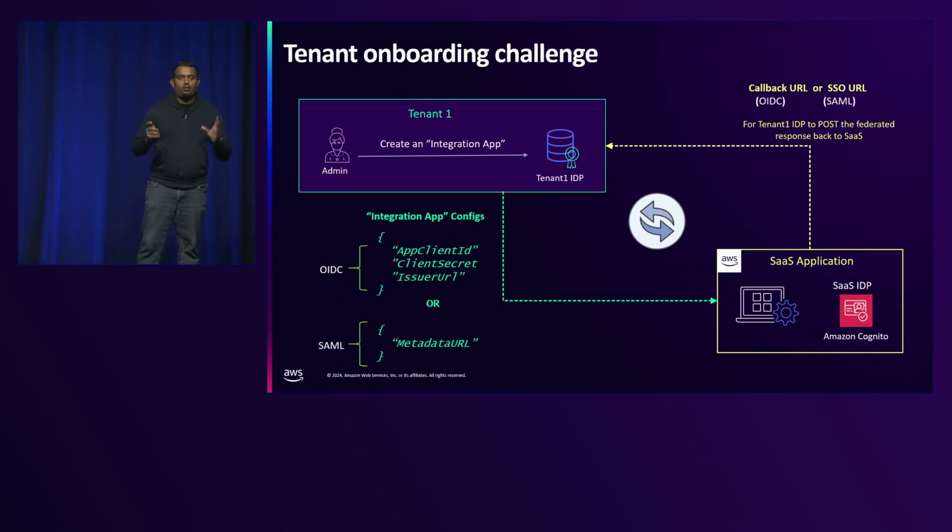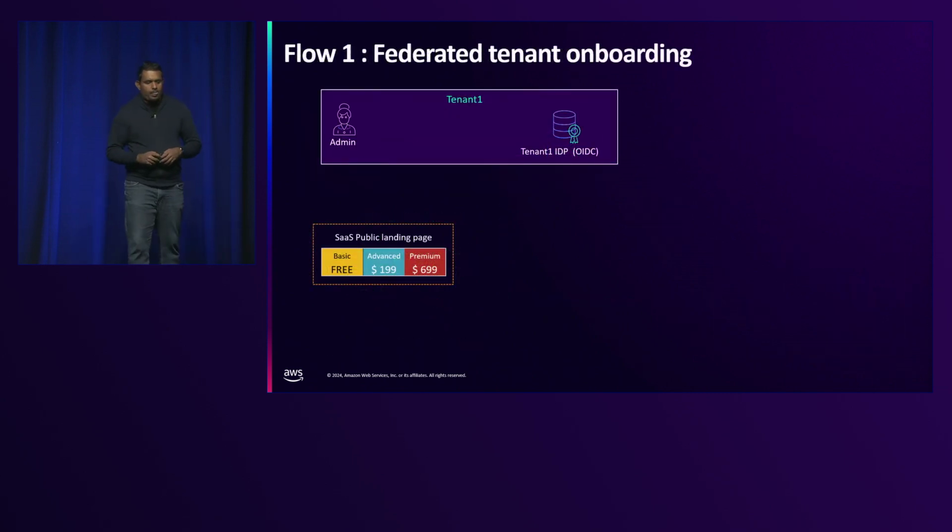Now, I'll go through a couple of different workflows, and I'm not saying that these are the only ways we can solve this problem. This is just to get some perspective in order to provide a seamless experience for tenant onboarding with federation. In the first workflow, I have tenant one with the OIDC IDP. This flow works totally fine with SAML as well. I'm taking OIDC as an example.